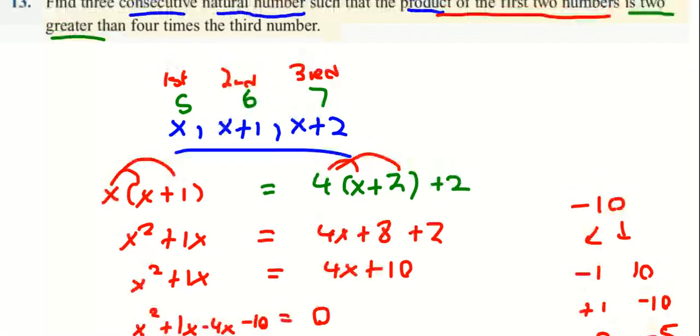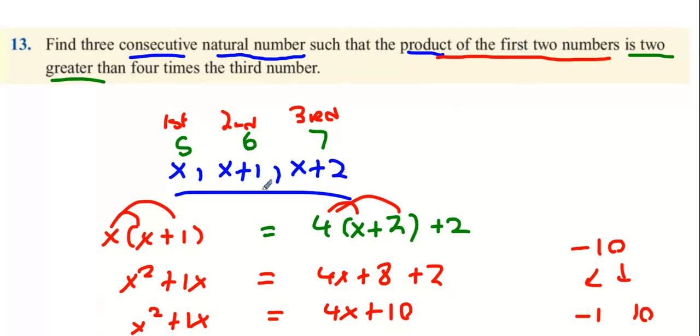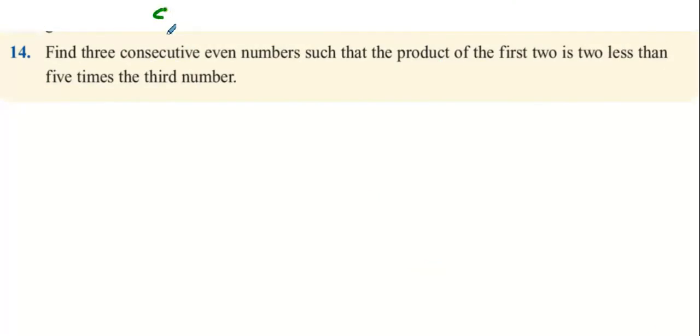Let's try it out. The product of the first two, 5 times 6, is 30. 4 times the third number, 4 times 7, is 28. You can see 30 is 2 bigger than 4 times the third number. Hence, we know we have the right answer. Okay, so I've done 5, 6, 10, now I've done 13, and now on to 14.